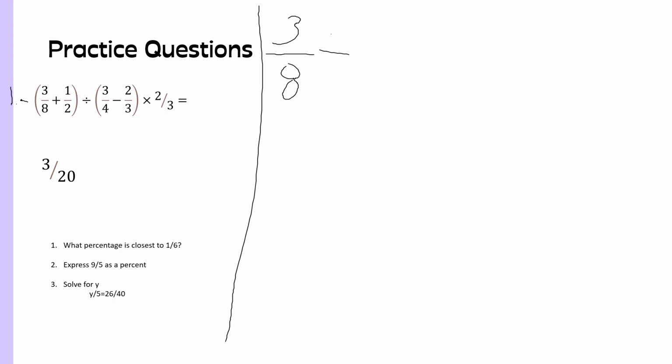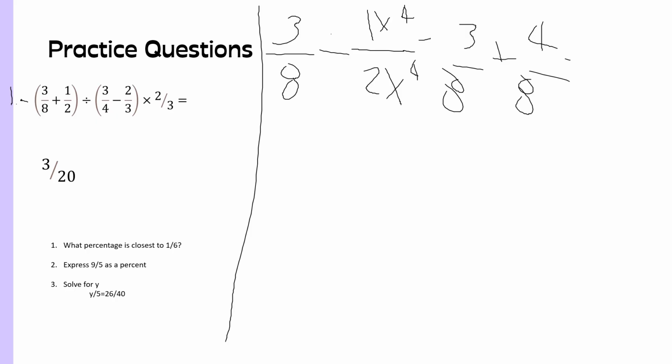Alright, so 3 over 8 plus 1 over 2, or a half, equals. So what we want to do is make the denominators the same because we want to add, right? So we're going to multiply the second fraction by 4. What you do to the bottom, you've got to do to the top. So it's 3 over 8 plus 4 over 8. That equals 7 over 8.